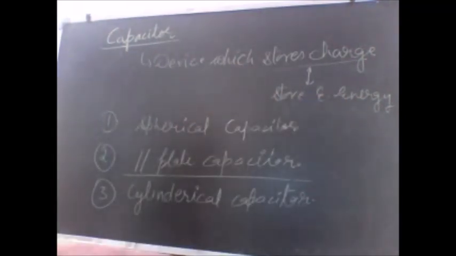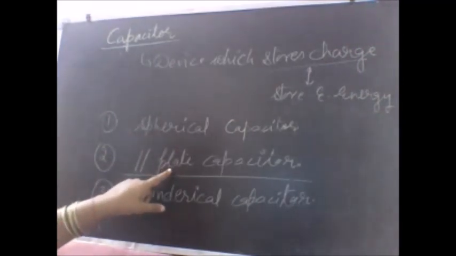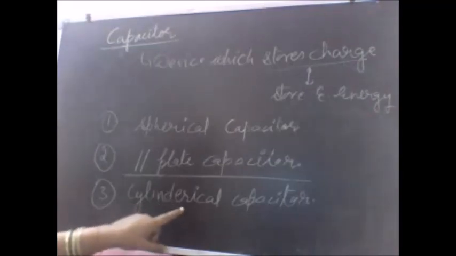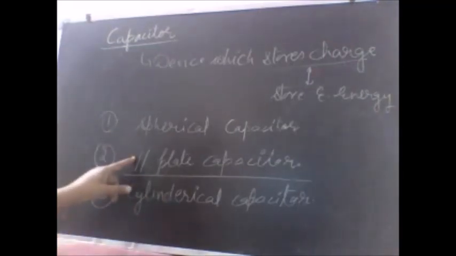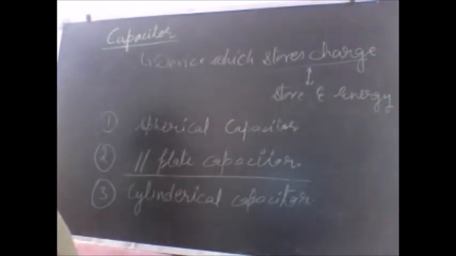There are three types of capacitor. One is a spherical capacitor, second is a parallel plate capacitor, and the third one is a cylindrical capacitor. Out of these three configurations, we have to study the parallel plate capacitor, which is in our syllabus. To understand the basic principle of the capacitor, we'll take the help of a spherical conductor first, and then we'll go to the conducting plate.